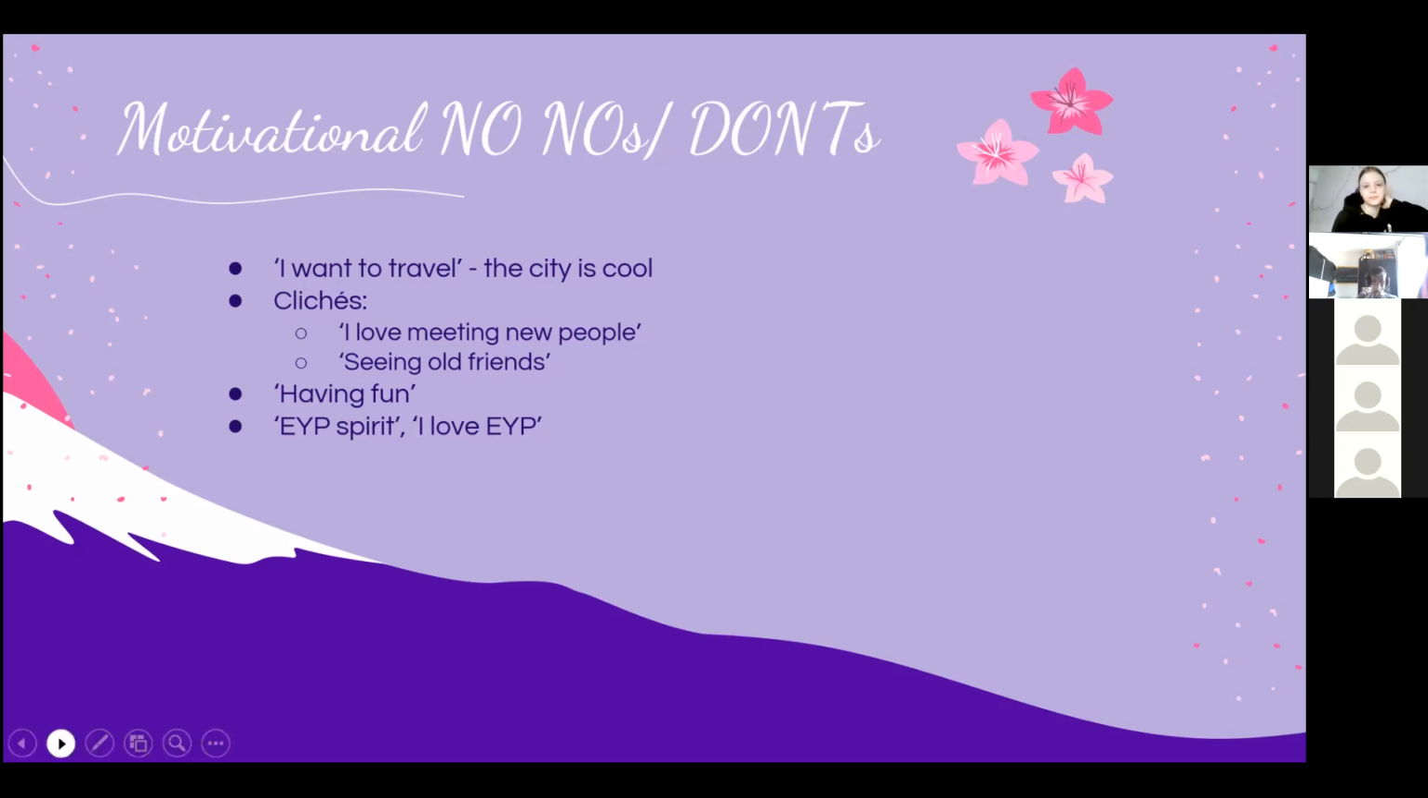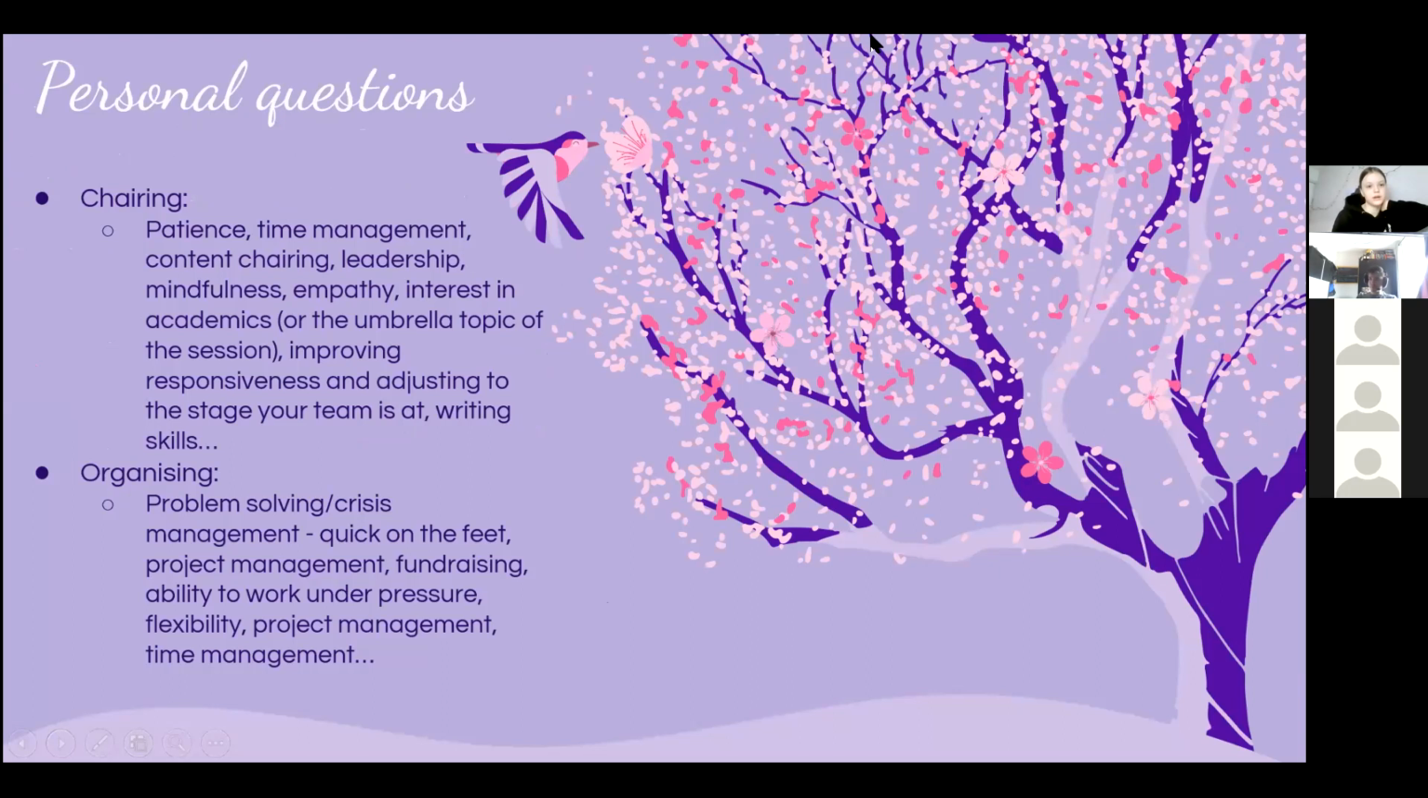Then with personal questions, what sort of qualities are people usually looking at in these personal questions for these specific roles? So for example, for chairing, it's good to be patient, have good time management skills, good leadership skills, be empathetic, want to improve your responsiveness, have good writing skills, etc. There's a lot of things that fall under that umbrella, but these are a few examples that are very good within the role. So if you have any of these, you can use that to your advantage.